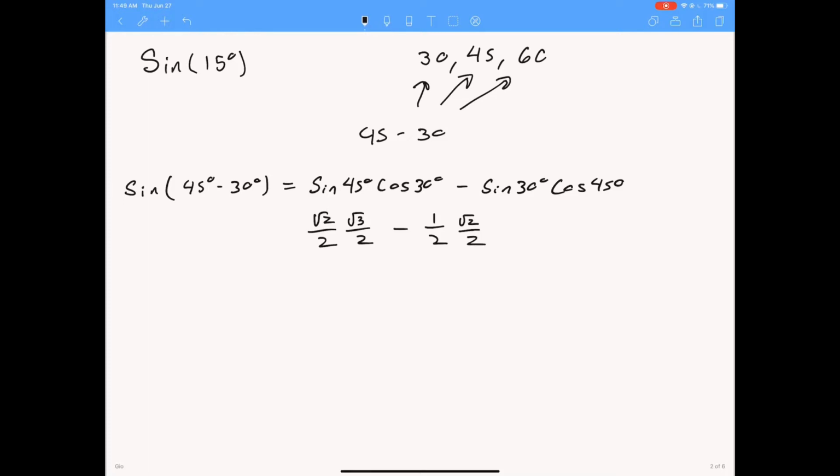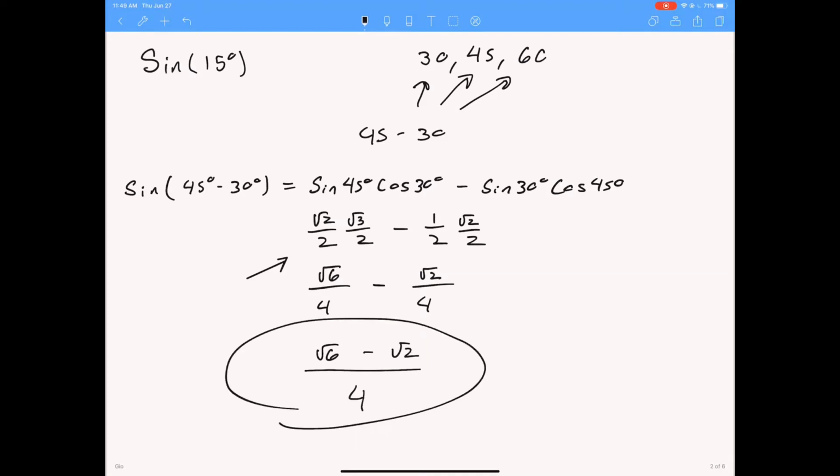Now we just have to simplify. Let's start with our first expression. So root 2 times root 3 is root 6 over 2 times 2, which is 4. 1 times root 2 is just root 2 over 2 times 2, which is 4. Now they have a common denominator, so we'll join it as one fraction. And we'll have root 6 minus root 2 all over 4. And that's our answer.